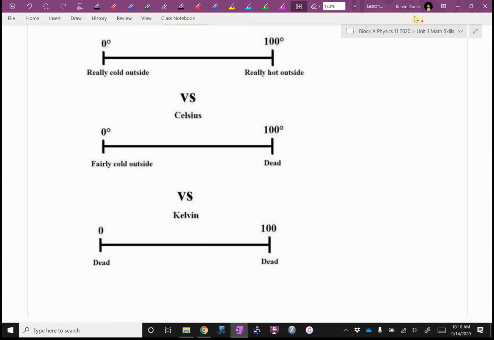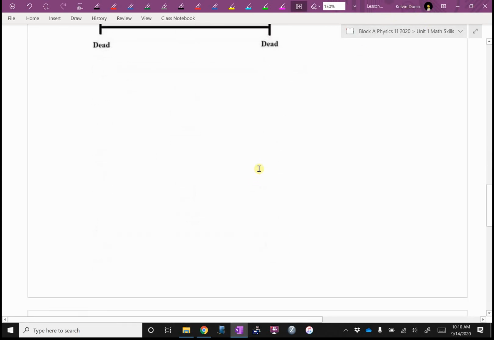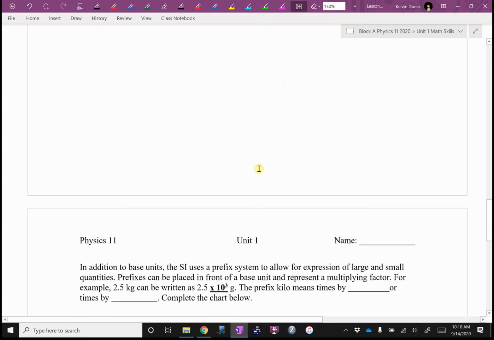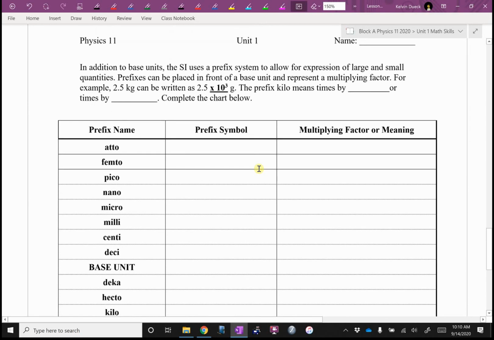Hashtag nerd trivia. Not on your test. If I ever give you nerd trivia, that's my way of saying not on your test, but I couldn't resist telling you. Turn the page.